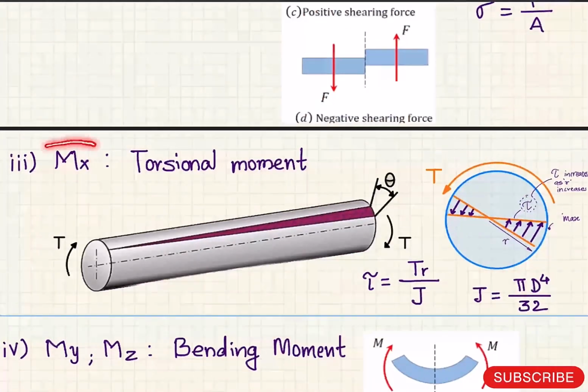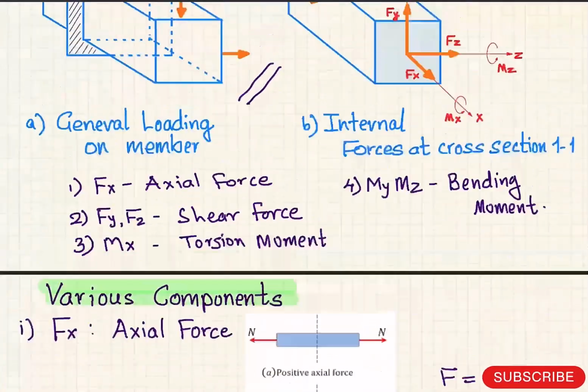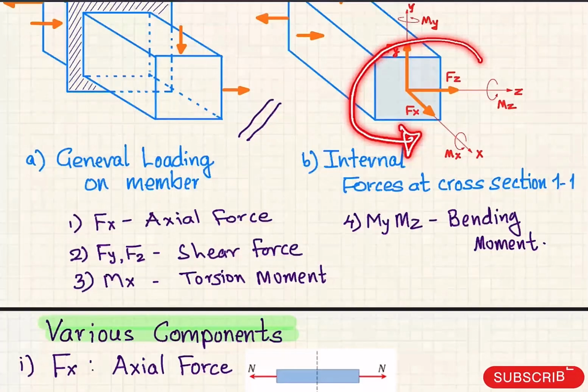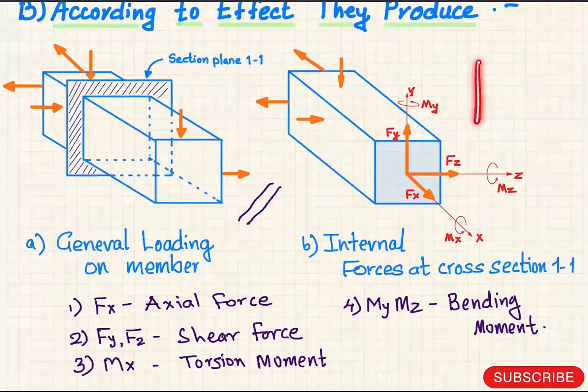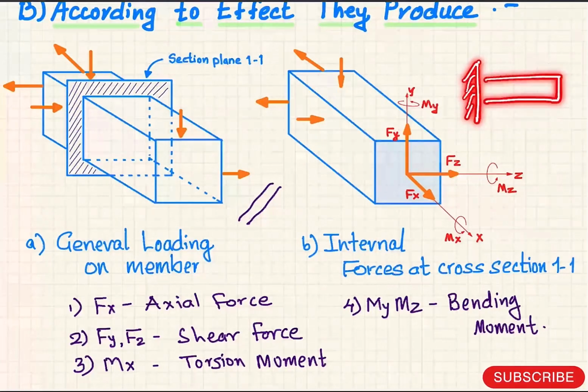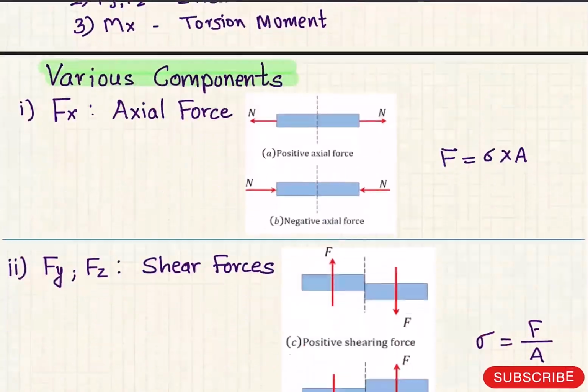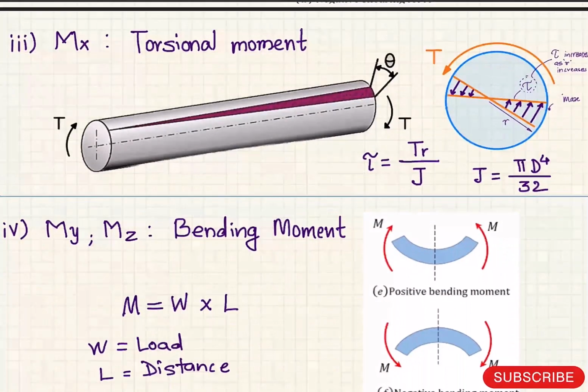Next we will see Mx, which is a torsion moment. Here you will see the Mx, which is actually acting as a torsion moment in the body. If the specimen is considered fixed at one end and the torsion is applied from the other end, then you can understand what exactly the torsion force is. In this figure we have tried to explain this with a round bar. The round bar is fixed at one end and the torsion is applied at the other end. Theta is the angle between the molecules.